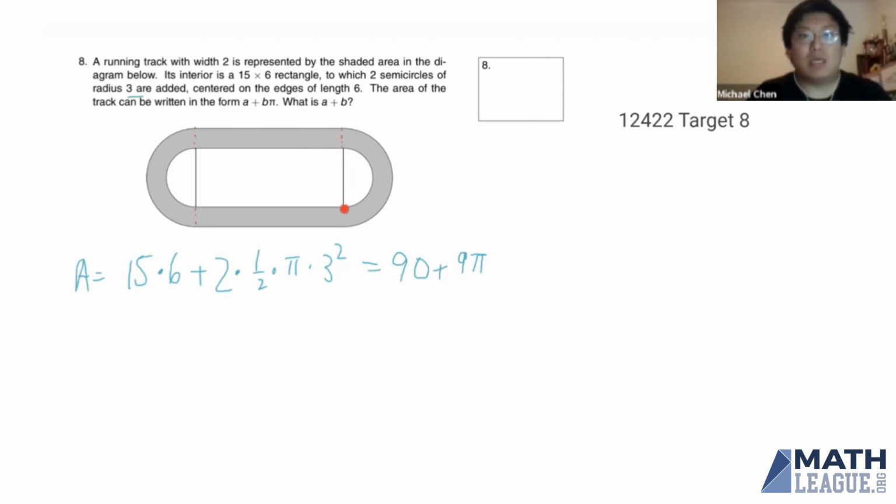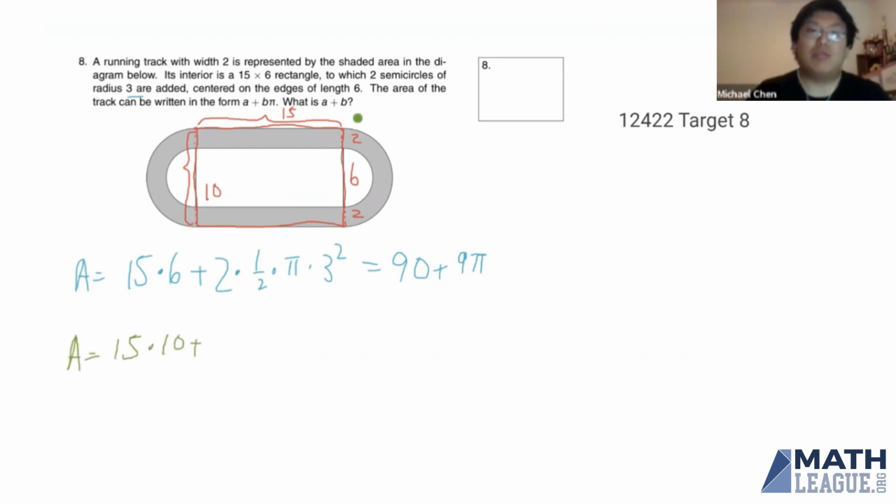Now, by extending these line segments, we still create this rectangle in the middle. This time, instead of 15 by 6, it's going to be 15 by 10. Why? Because while the width is still 15, the length has increased by 2 on both sides. So 6 plus 2 plus 2 gives us a total of 10. So that means that the area of the entire thing, which we had shaded as green, is going to be equal to 15 times 10.